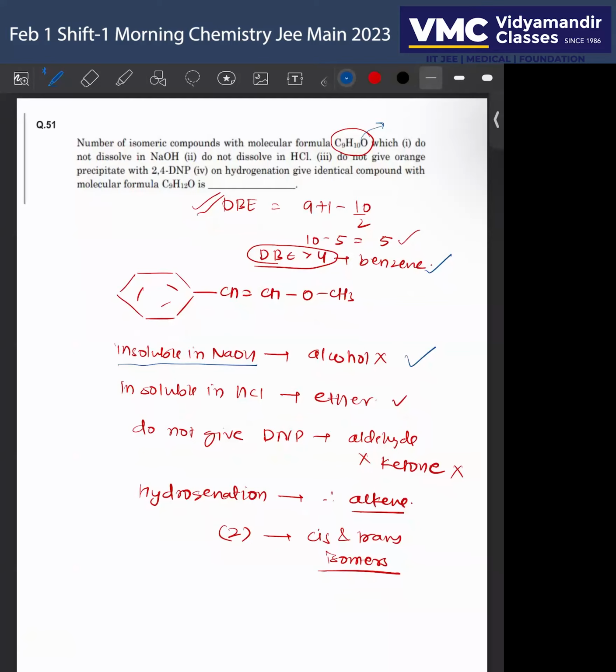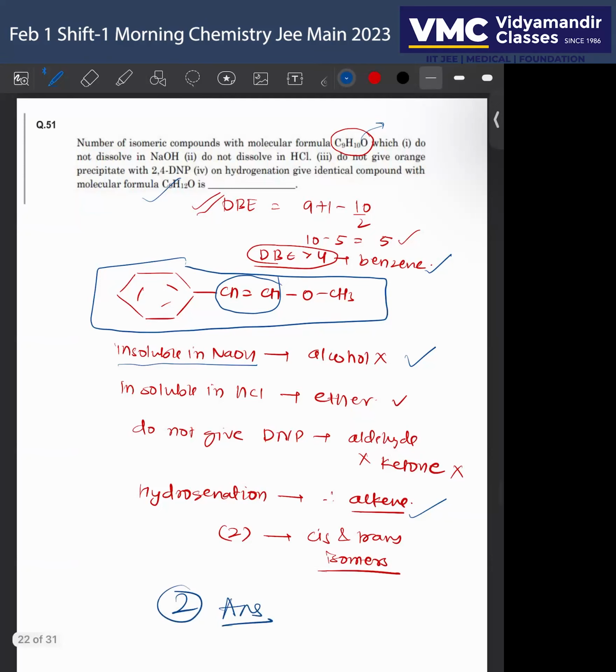Fourth, it says that on hydrogenation, it gives an identical compound with molecular formula C9H12. Therefore, an alkene is present here. So the correct combination among the same comes out to be this. The possible structure of the compound with C9H10O could be this, and these are two. If this is an alkene, there are two isomers possible for the same, that is, cis and trans isomer, and hence the correct answer is 2.